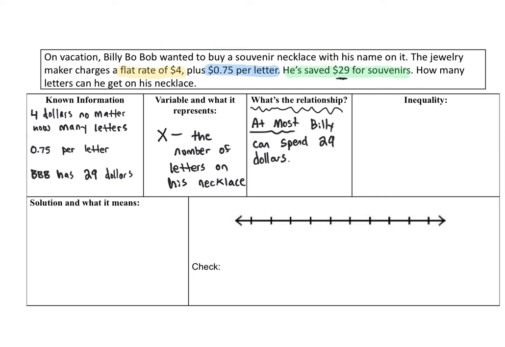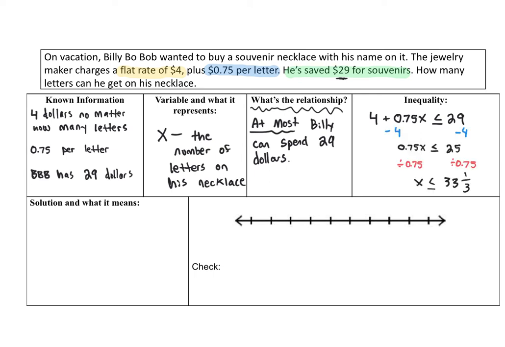All right, so let's set up this inequality. We know that there's going to be $4 plus 75 cents per letter. And we know that that has to be less than or equal to the amount of money that Billy has, which is 29. And then we can just start solving. I want you to pause this and try to solve it on your own. Come on back and see how you did.